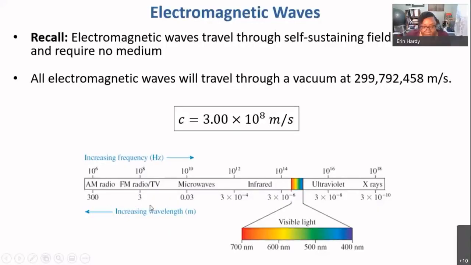If I take any one of these examples and multiply them together, top and bottom, I'm going to end up with the speed of light. It's easiest to see here if we look at the FM radio TV range, because those wavelengths are on the order of a meter as opposed to hundreds of a meter or hundredths of a meter. So 3 meters times 10⁸ hertz gives me 3 × 10⁸ meters per second, where remember hertz can be written as 1/second.